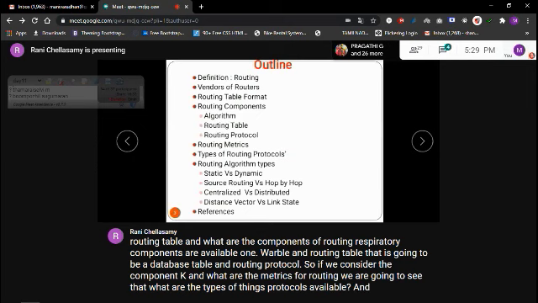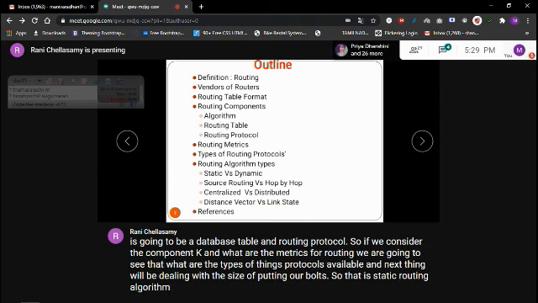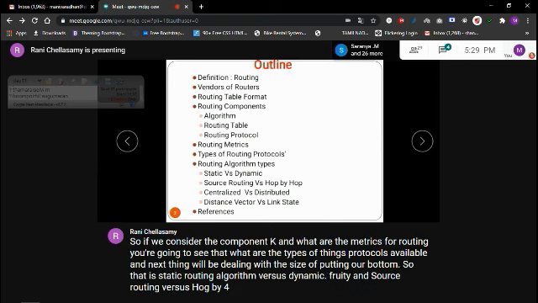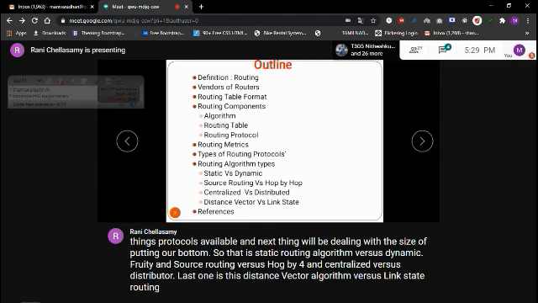And next thing we will be dealing with types of routing algorithm. So that is static routing algorithm versus dynamic routing, and source routing versus hop by hop, and centralized versus distributed. The last one is distance vector algorithm versus link state routing algorithm.